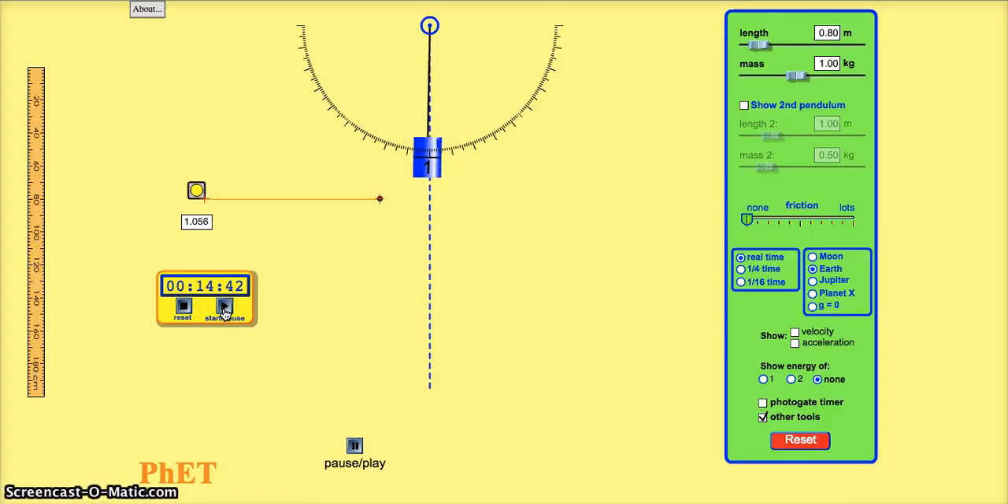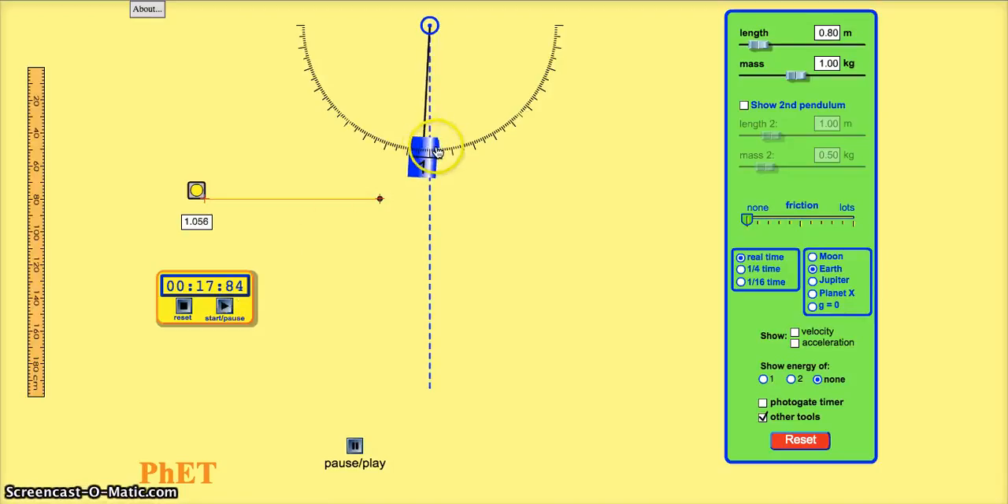I don't know why I stopped it. I should have done 10 swings. Okay, let's do that again. Ready, set, go. That's 1, 2 swings, 3, 4, 5, 6, 7, 8, 9, 10. Oh, I stopped. I was supposed to press stop and I didn't. But let's just assume I stopped it when I should have stopped it.